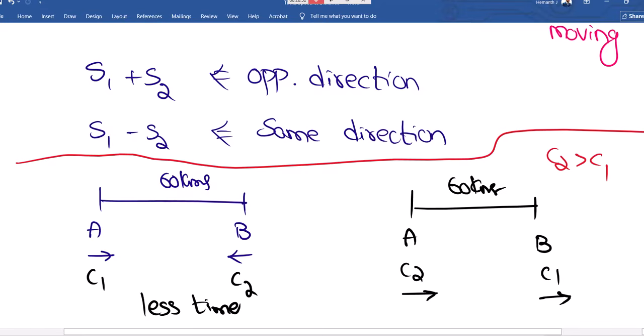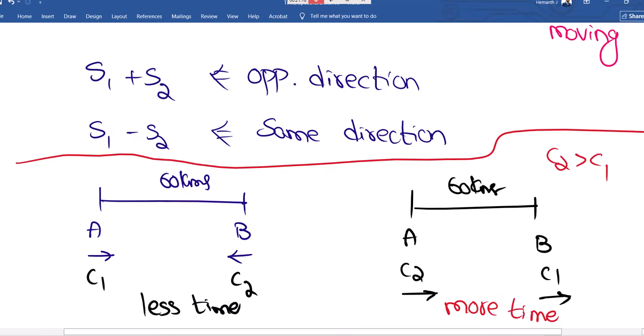Distance is constant. Here, less time is taken to meet, whereas there it will take more time. Speed is inversely proportional to time. In the opposite direction you take less time, which means speed should be more, so adding. In the same direction you take more time.